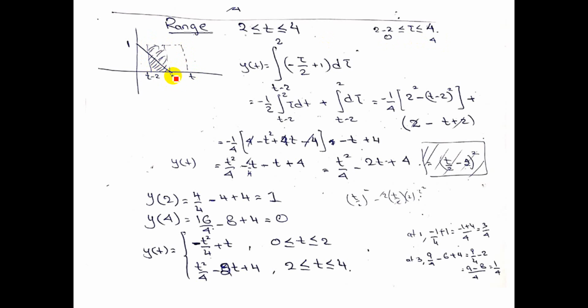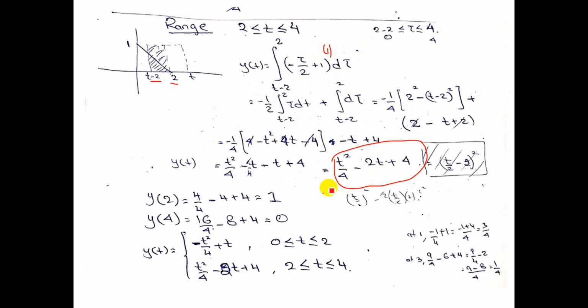This is t minus 2 and this is 2, and I'm going to integrate between t minus 2 and 2, the function minus tau by 2 plus 1, d tau. Okay, the same thing here. Obviously 1 is here for x of t, but 1 multiplied by anything is 1. Same thing, so that's why I have not written it here. Just integrate it, and you will end up with this particular function here.